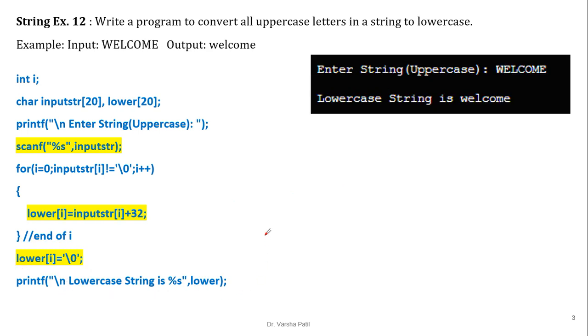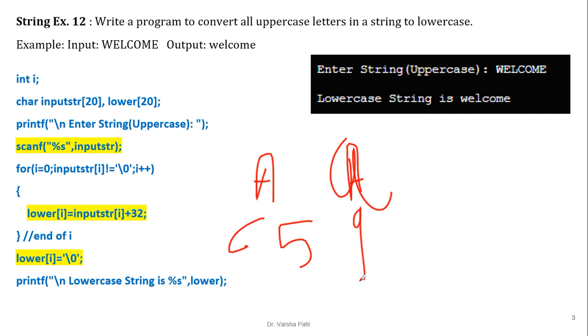Now go to the next program. Write a program to convert all uppercase letters in a string to lowercase. The program is exactly the same; only instead of subtraction we require to do the addition, because capital A is 65 and small a is 97. So what is the difference? 32, and they are continuous.